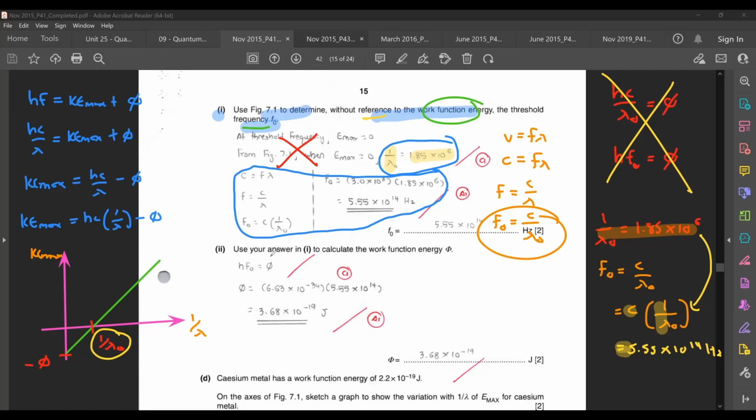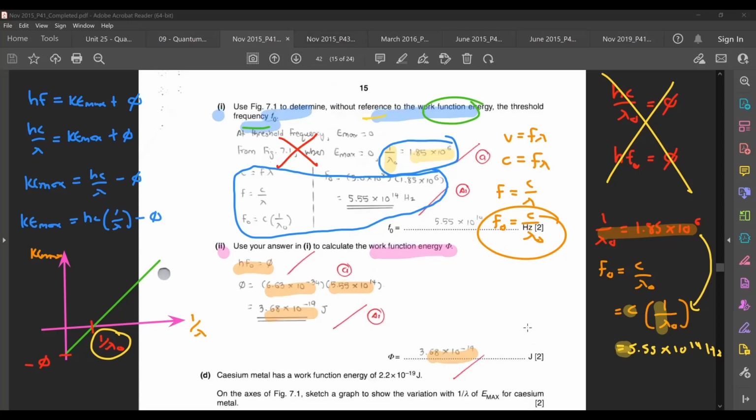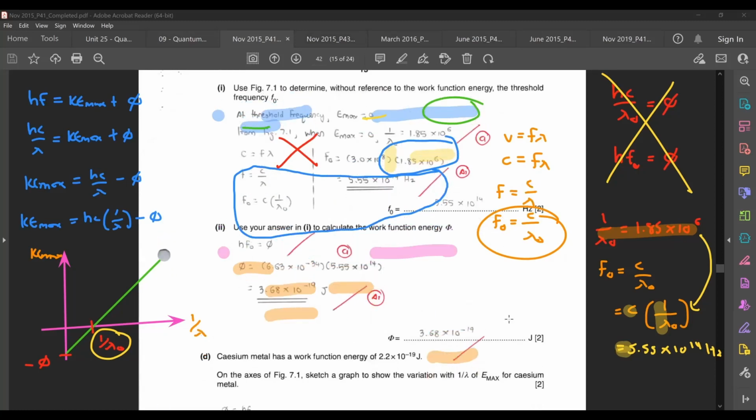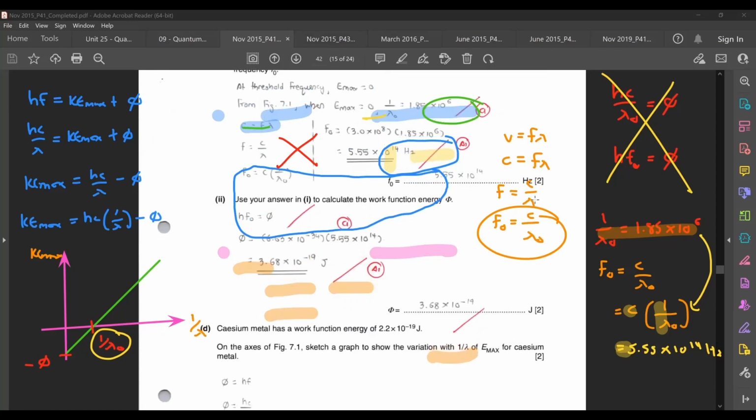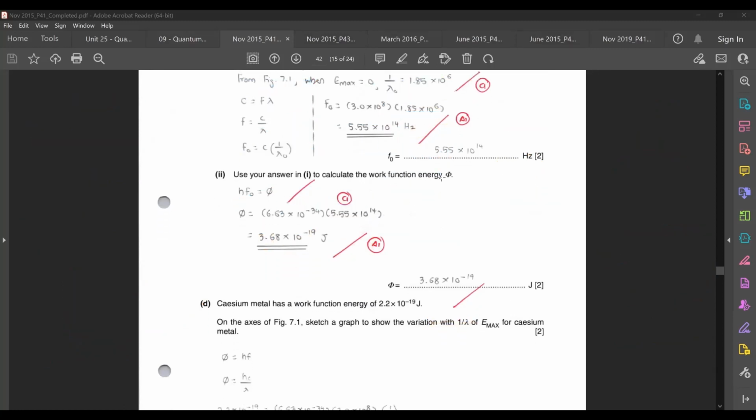From there, the next part of your question is where they want you to find your work function energy. They didn't want you to use anything related to work function energy in the previous question. Now in this question, they want you to find the work function energy. So you know that the relation between threshold frequency and work function energy is just hf naught equals phi. So phi is just you taking the Planck constant, multiplying with your threshold frequency, giving you 3.68 times 10 power minus 19 joules. This one is pretty straightforward. Then you move on to part D here.